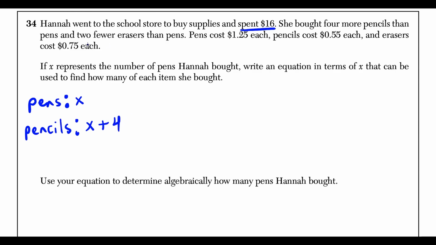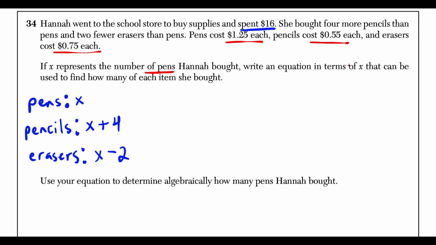And then Hannah bought 2 fewer erasers than pens. So erasers, we could model this with X minus 2, because once again, she bought 2 fewer erasers. So we're doing X minus 2 for this. And now we're told the cost here. So pens cost $1.25, pencils cost this much, and erasers cost this much. So, oh, and they tell us X represents the number of pens. So that took away this part for us.